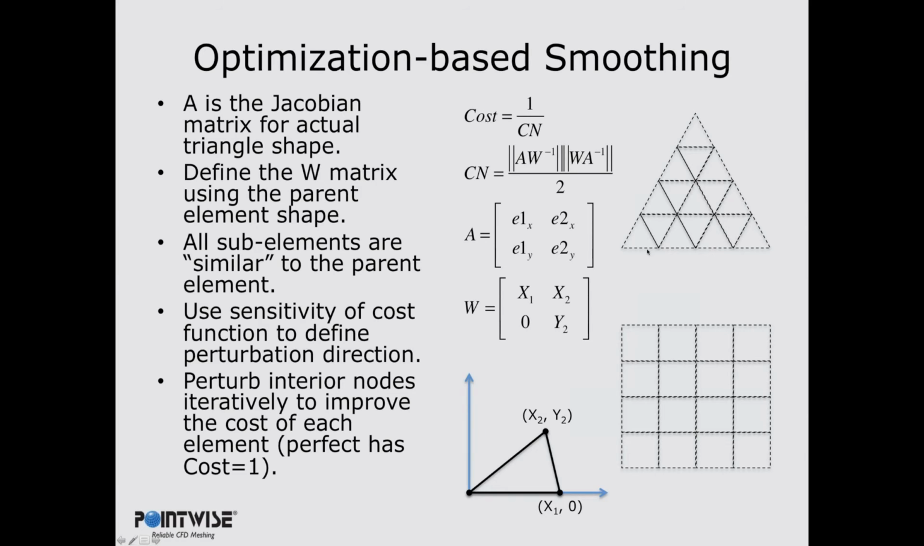So what's going to happen with the higher order elevation is I'm going to take a linear element and subdivide it into sub-elements that have the prescribed locations of these higher order nodes. So I show a triangle on the upper right and a quad on the lower right. Then I'm going to use sensitivities of this cost function to decide how to move these nodes around, and I'm going to perturb them in an iterative fashion, trying to drive the element costs to the perfect cost value of 1.